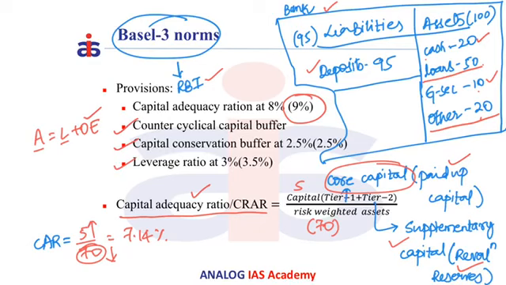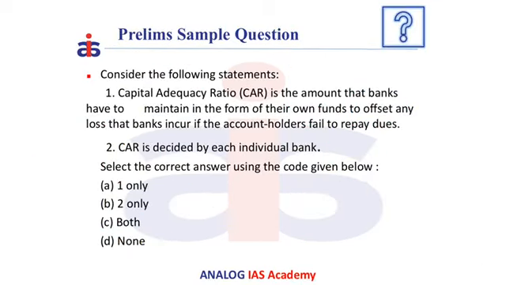Please pause the video and solve this question. Consider the following statements. 1. CAR is the amount that the banks have to maintain in the form of their own funds to offset any loss that banks incur if the account holders fail to repay dues. 2. CAR is decided by the individual bank. The correct answer is A. As we have discussed, statement 2 is wrong as the CAR is decided by the RBI and not the banks.